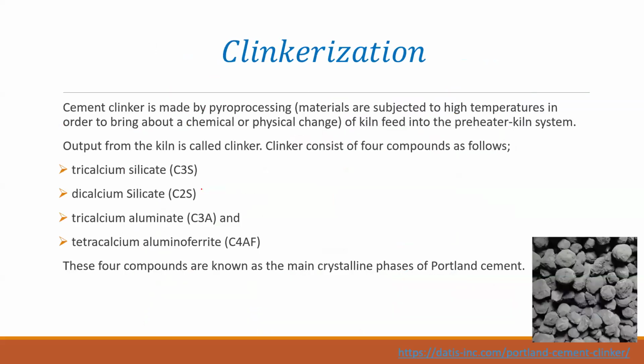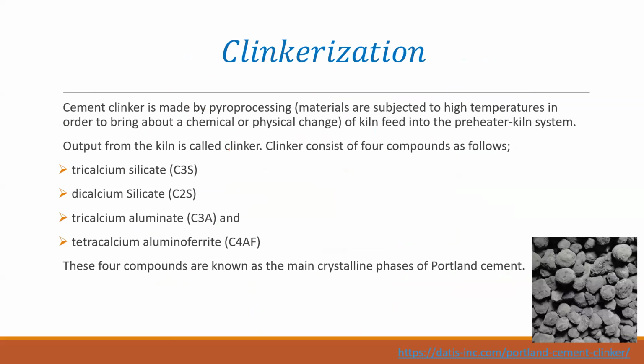Cement clinker is made by the pyroprocessing of the kiln. That means the materials are subjected to high temperature in order to bring about a chemical or physical change of the kiln feed into a preheated kiln system.